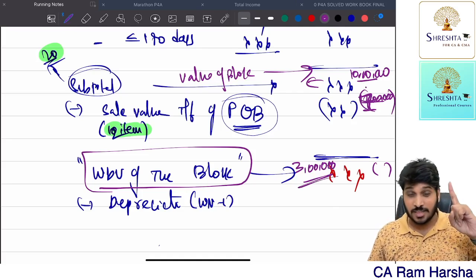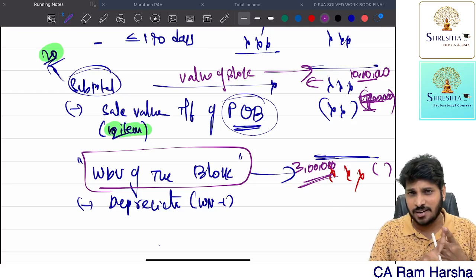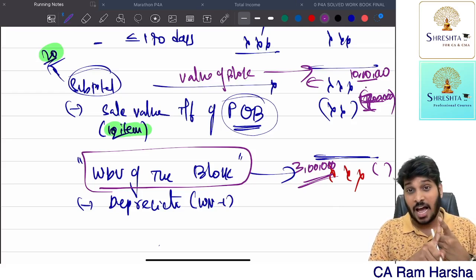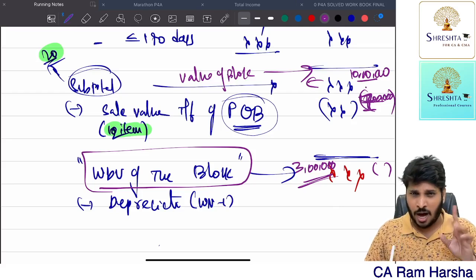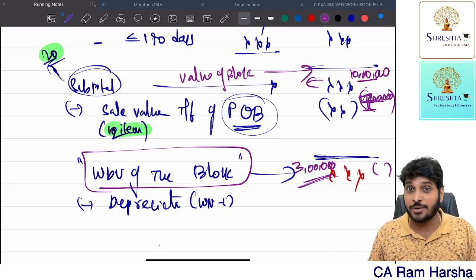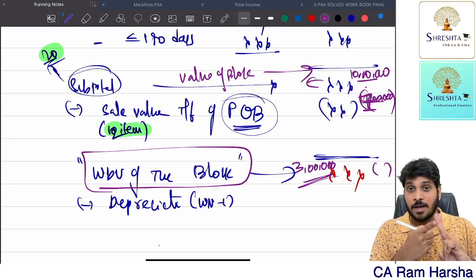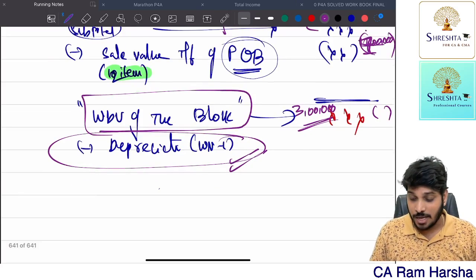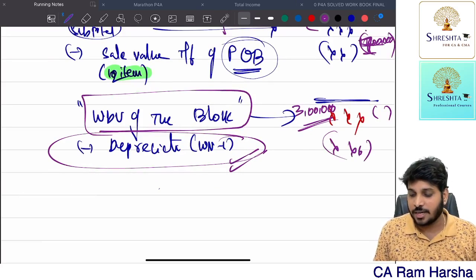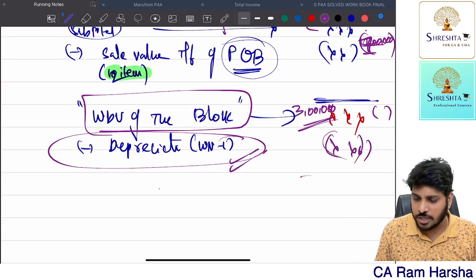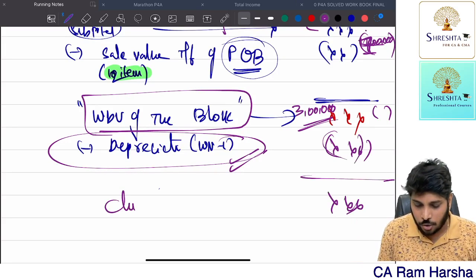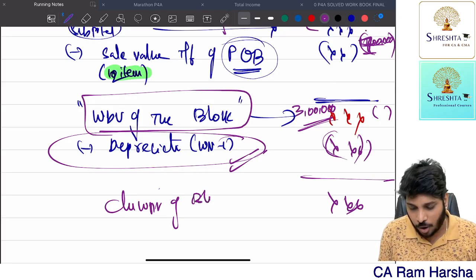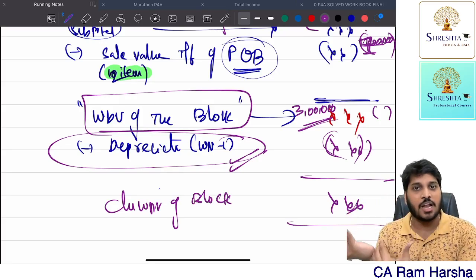Now check the conditions. As on 31st March, is there a WDV of the block? Yes. As on 31st March, in this block, are there any assets? 8 assets were there. Only 12 we sold. So assets were there. Value is also there. So now can I compute depreciation? Yes. So we will compute depreciation in the working note. That computed amount, you reduce it here. So the balance is called closing WDV of the block. This will become the opening value in the next year.